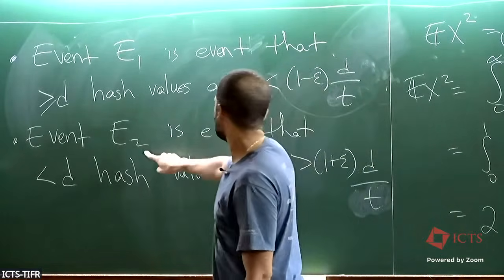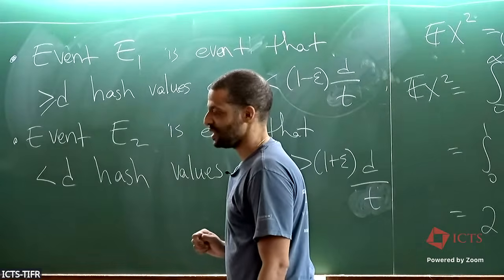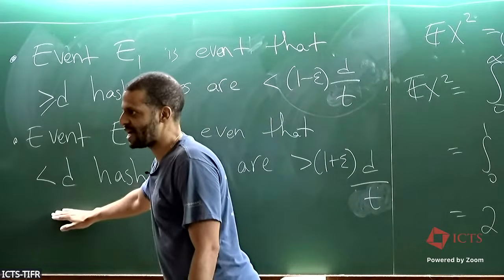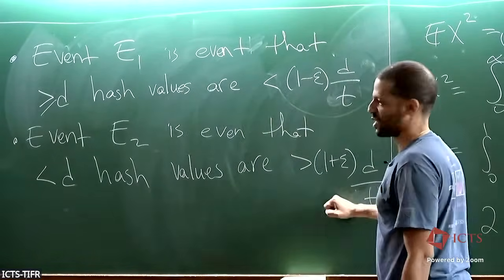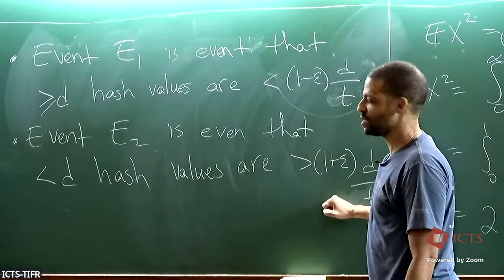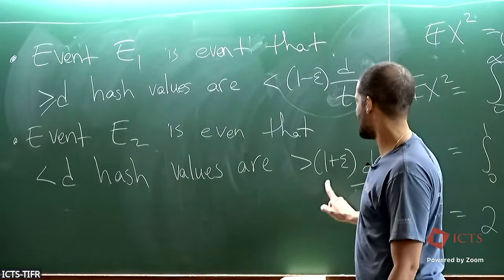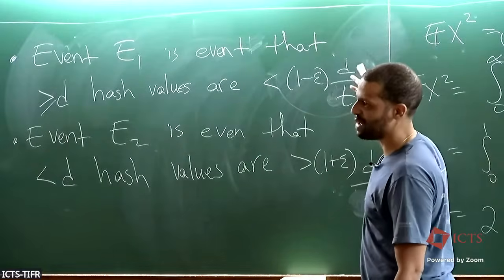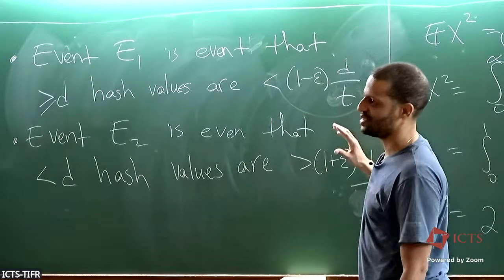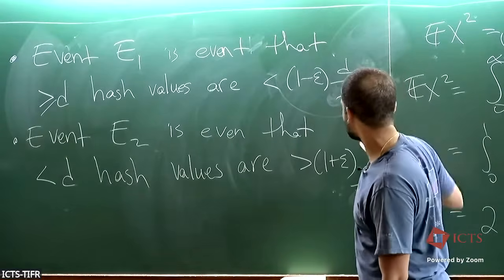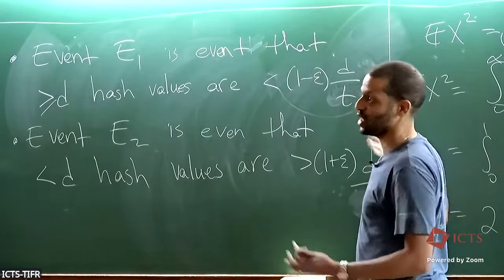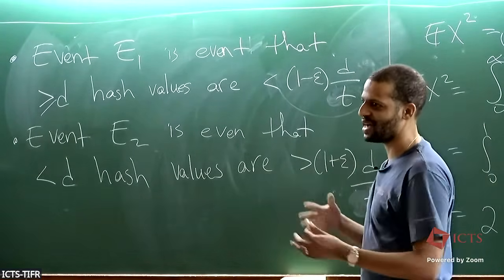Let's say E2 doesn't happen. Then at least D hash values are bigger than that, which means the dth smallest hash value is less than that. So if neither of these bad events happen, it means the dth smallest hash value is between this and this, which is good. It means that if I invert and do my calculation, things work out.